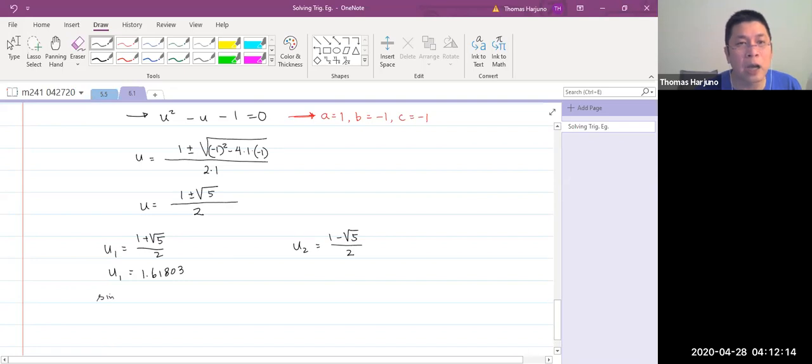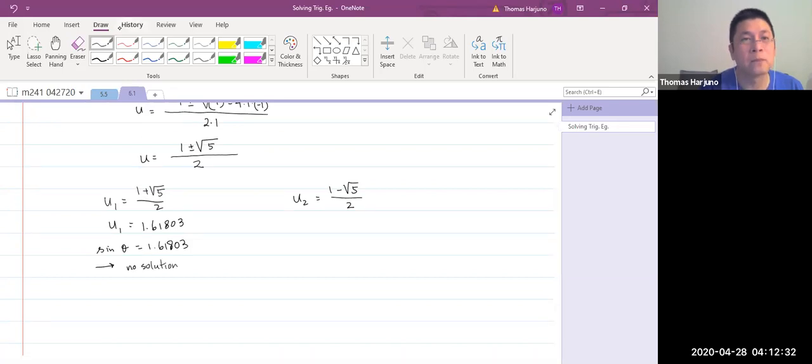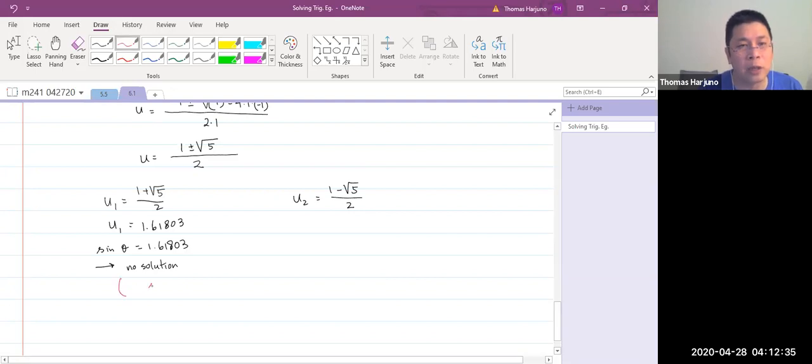This is sine theta equals 1.61803. But we know that the range of sine is from -1 to 1. Okay, so this one has no solution on this branch. If you ask what's the reason, it's because the range for sine theta is from -1 to 1, not more than that.